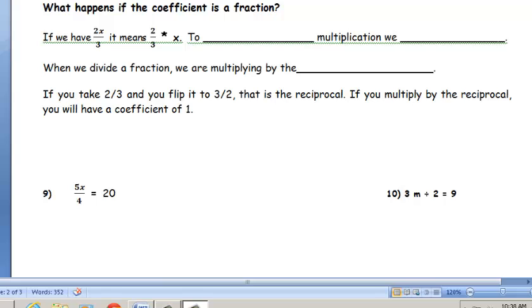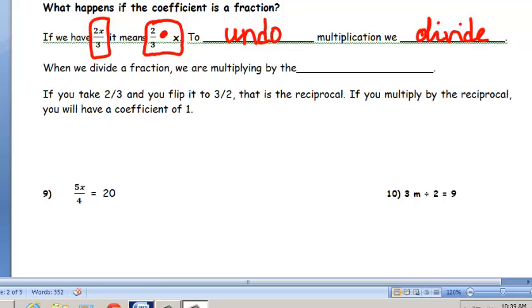Okay, now let's come to one of the most important pieces of this lesson. What happens if the coefficient is a fraction? All right, let's take a look. If we have 2x over 3, it means that 2/3 is being multiplied by x. In order to undo multiplication, we divide. We already know this. We've learned about this before.